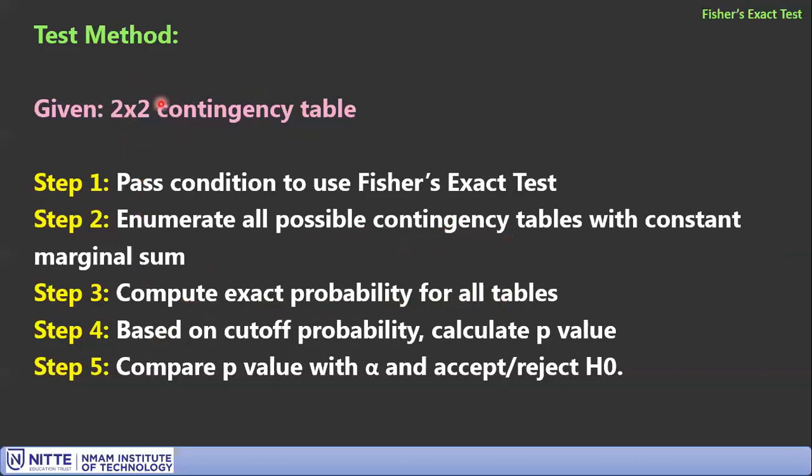From your contingency table, you will calculate a cutoff probability. Then you will calculate the sum of p-values based on this cutoff probability and the enumerated tables. You will calculate one single p-value, which is the test statistic for Fisher's exact test, calculated from step 1 to step 4. This value you compare with alpha, not degrees of freedom or any other value. If p is less than, greater than, or equal to alpha, based on that you will have a rule book which tells you whether to accept or reject H0.